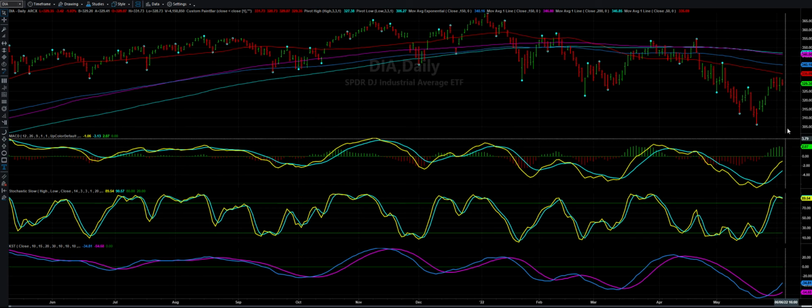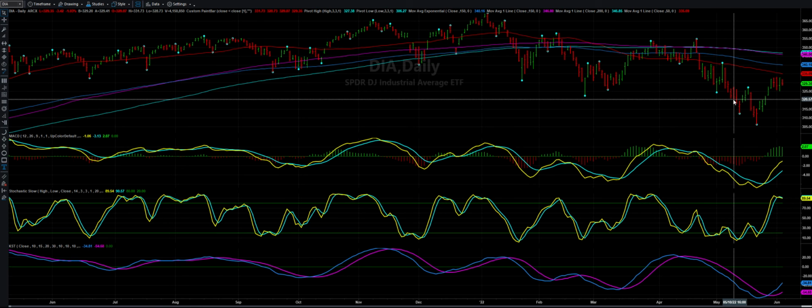So that's telling us prices are closing higher and higher within this range over the last 14 days. It's still well above 80. That's still showing us a lot of momentum as far as where prices are closing within this range.